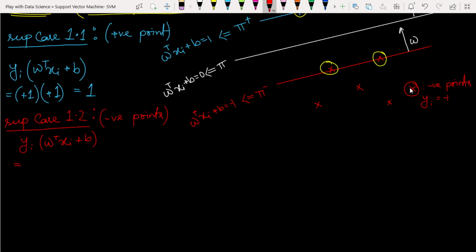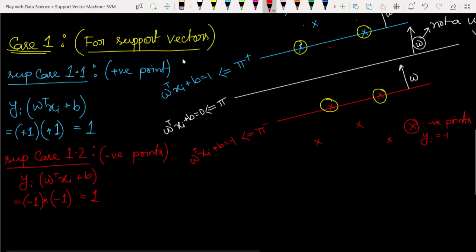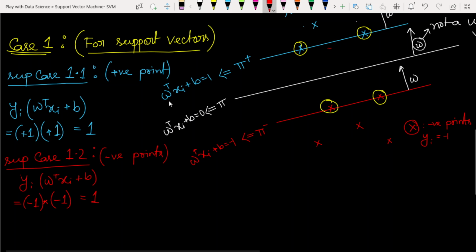So here yi is simple, for all negative points yi is -1. I am taking y equals -1 into this value for negative support vectors. This value is simple, from the pi minus equation we got it: W transpose xi plus b is equal to -1. So this value will be +1. So if you just see case 1 only, then for support vectors, positive and negative points, that we multiply yi into W transpose xi plus b is +1. Okay, this is our case 1.